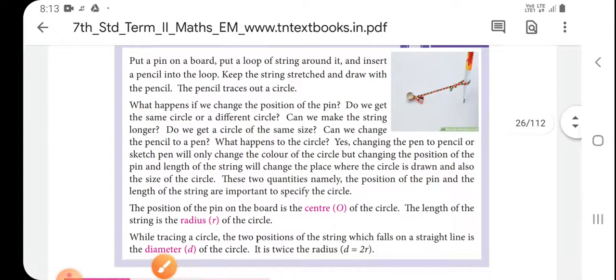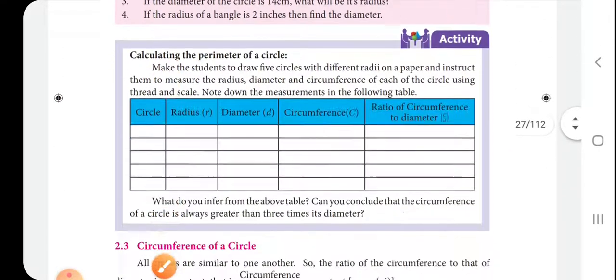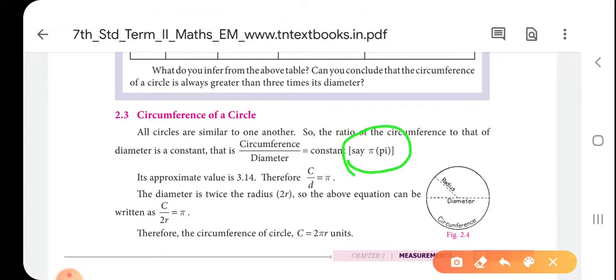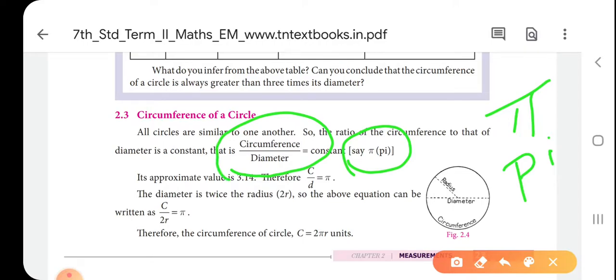Next we are going to see the circumference of the circle. So listen carefully. If we take circles, all circles are similar to one another. Therefore, the ratio of the circumference to the diameter is a constant. That constant we call pi. So this is the constant symbol, and we read this as pi. Pi equals circumference divided by diameter.